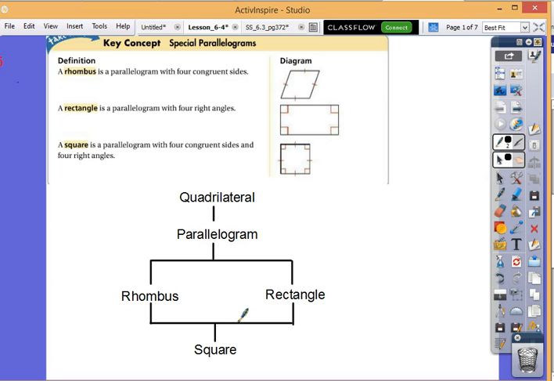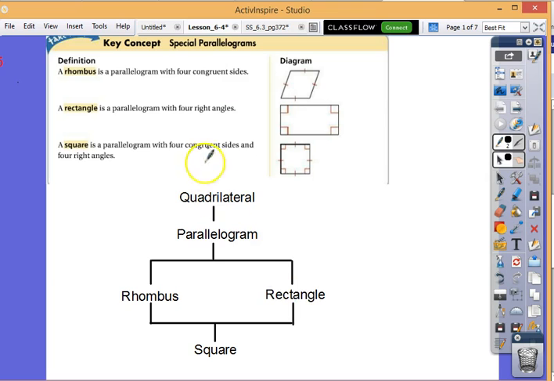Does that make sense? So I kind of made a little diagram of how it all fits together. If I say something's a quadrilateral, that means it's a four-sided figure. If I say something's a parallelogram, well, we already know 6 things about a parallelogram. Those 6 things also apply to rhombus, rectangle, and square. And then today we're going to learn some things that apply to a rhombus, and we're going to learn some different things that apply to a rectangle, and all of those things a square has.